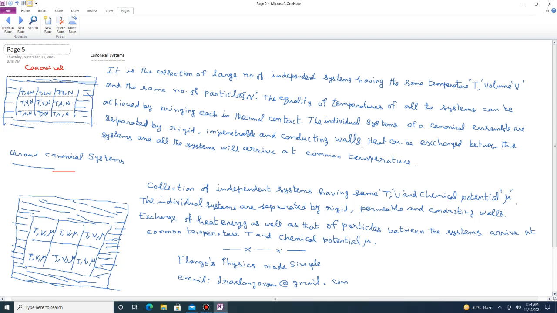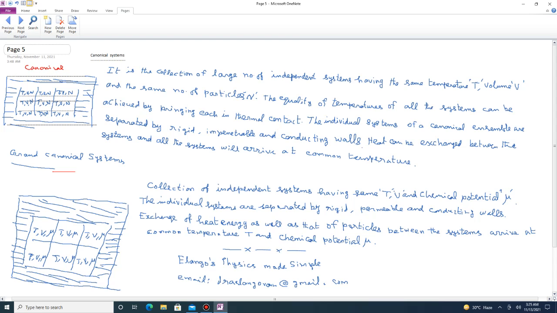Since they are conducting walls, if one system has a higher temperature, it will transfer heat from one system to another so that the temperature remains constant. That is possible only if the surface between the two systems is conducting. The conducting walls help the temperature of the various systems remain the same. And these are permeable walls.